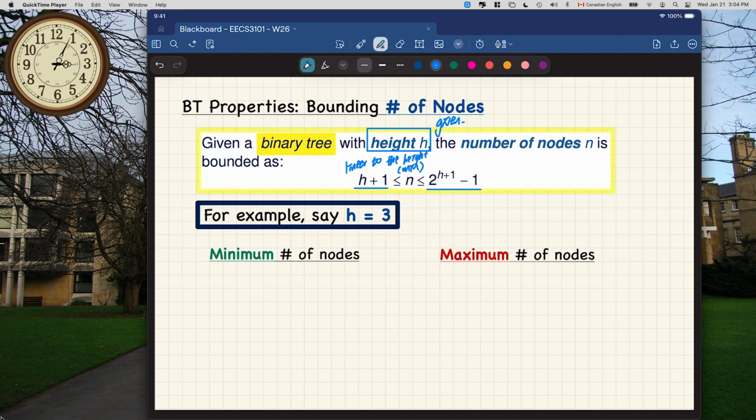On the other hand, in the maximum case, the number of nodes will be exponential in the height of the tree. Right? That's how you interpret that. And this one here will be exponential to the height. That'll be the maximum. Okay, maximum, minimum.